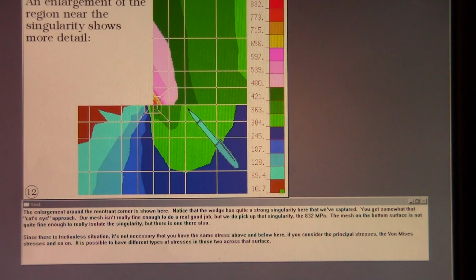Now, since there's a frictionless situation, it's not necessary that you have the same stress above and below here if you consider the principal stresses, the von Mises stresses, and so on. So it is possible to have different types of stresses in those two across that surface.